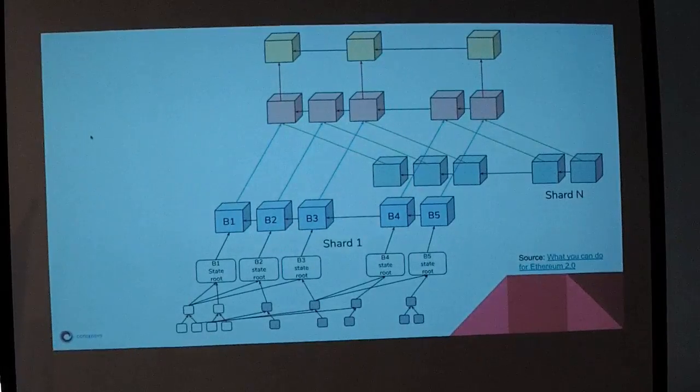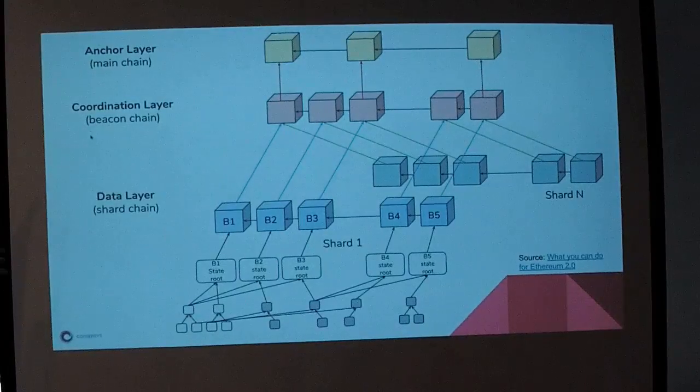Okay, but another way to think about this architecture is we've got our anchor layer. It's still there, it's our anchoring point for all of this. Coordination layer I've already mentioned. We can think of the shards as our data, and ultimately the execution layer. Okay, so keep that in mind as we go through this.